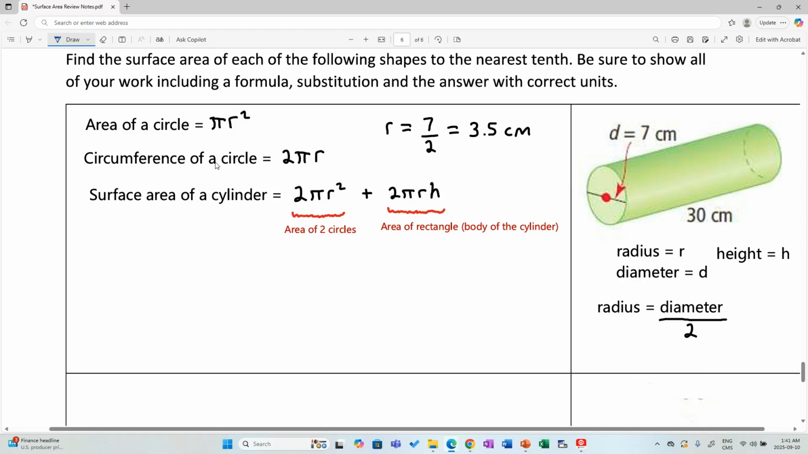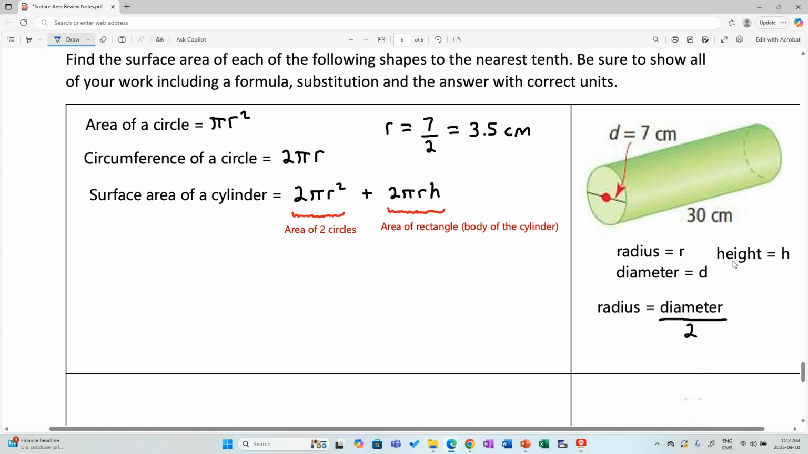The circumference of a circle is defined as 2 times pi times radius. Diameter is the distance from one edge of the circle to the other edge passing through the center. Diameter here is 7. Radius is the distance from the center of the circle to one of its edges. Hence, radius is half of the diameter. So if the diameter is 7, to find the radius, I simply divide 7 by 2 to get 3.5 centimeters.